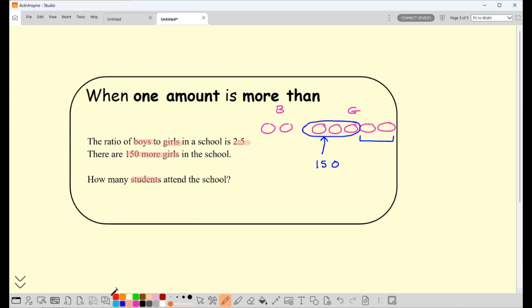So if you do 150, share it into 3, divided by 3, work out what would be in each circle. One part of the ratio, therefore, represents 50 students. So we can fill in the rest of the circles, and in total, we have 5 parts on the right, 2 parts on the left. So 7 in total. 50 multiplied by 7 is 350 students in total. And that is your third type of ratio question.